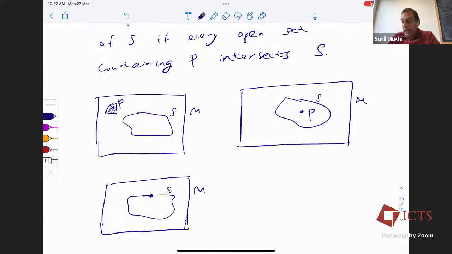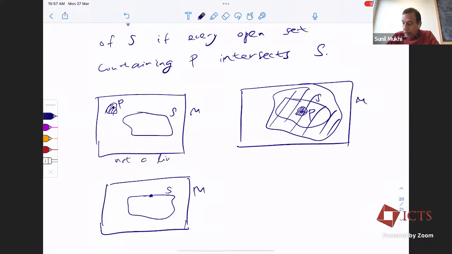In the second case, an open set around P, in fact, for small enough sets, lies inside S. So P is definitely a limit point. Even if you take a huge open set around P, obviously that intersects S. It always intersects S because P itself is in S. So here, it's not a limit point. Here it is a limit point.